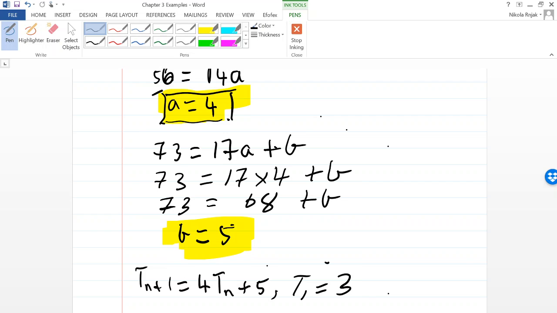Finally, they wanted us to work out A, B, and also term 6. So term 6 is going to be equal to 4 times term 5, which was 1,193, and then we add 5 to that. So 4 times 1,193 plus 5, we get 4,777.